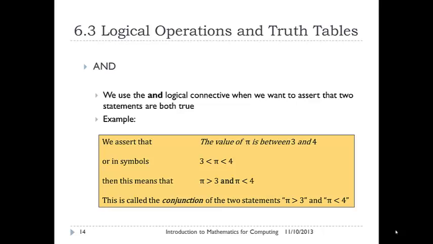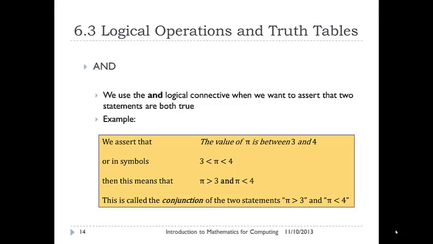We're going to assert that the value of pi is between the real number 3 and the real number 4. So in symbols we would write 3 less than pi less than 4. Now that statement using those symbols can actually be split into two base statements. What that really means is that pi is greater than 3 and pi is less than 4.